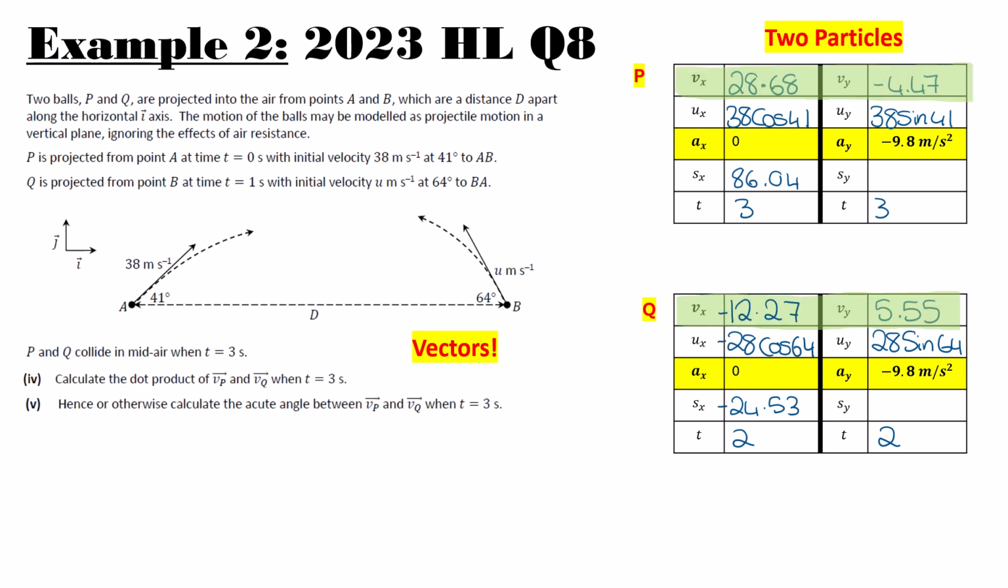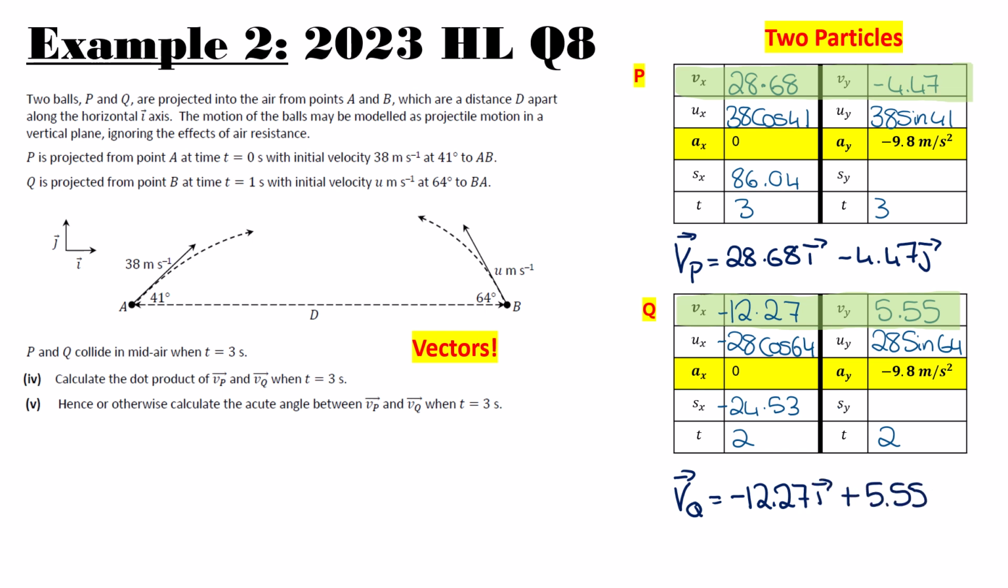So part 4 asks us to get the dot product. So let's just make sure we have our vectors. So there's our VP is equal to 28.68 I minus 4.47 J. The velocity of Q is equal to minus 12.27 I plus 5.55 J.